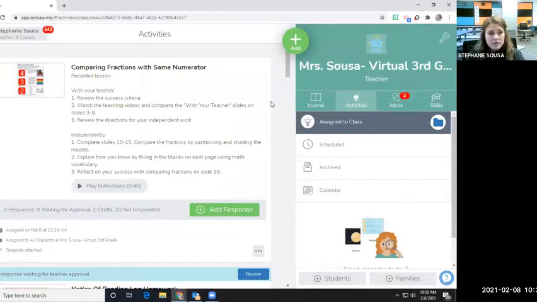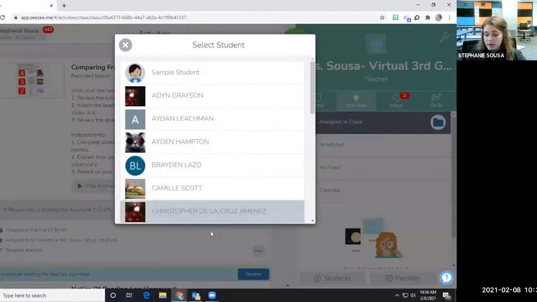Our assignment today does require us to do parts of the assignment together. And so I would ask for you to click on the activities light bulb to refresh your feed. What we're going to work on today is looking at comparing fractions with the same numerator using different models, using a circle model, a rectangle model, and a number line, okay? Our directions say review the success criteria, watch the teaching videos, and complete the with your teacher slides on 3 through 8. Review the directions for your independent work. So slides 3 through 8 will be us, and then we'll talk about the independent when we get there.